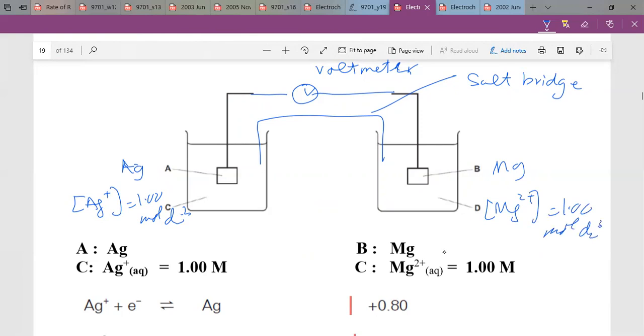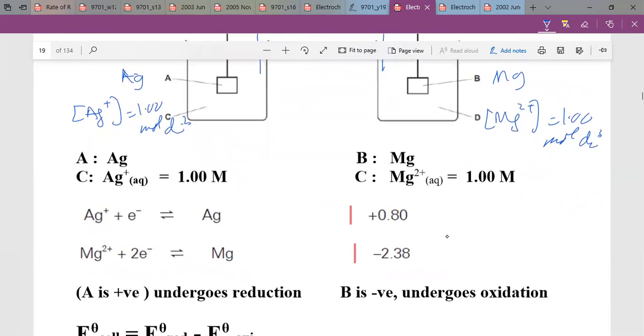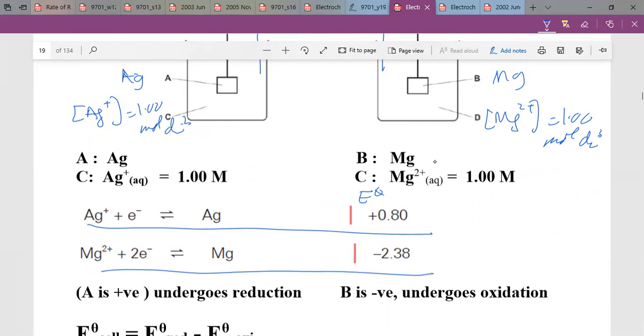So I've got it here. From the E naught values, silver is positive 0.8, magnesium is negative. Remember, positive means it will occur, and negative means it will go backwards. Negative means it won't happen this way, but the reverse will happen. You must remember this. Now these two here, I'm going to rub off first.